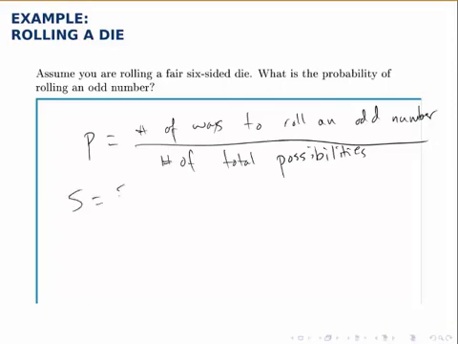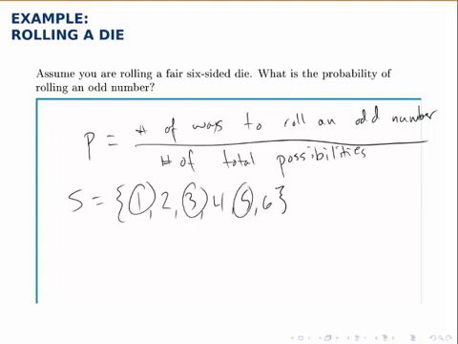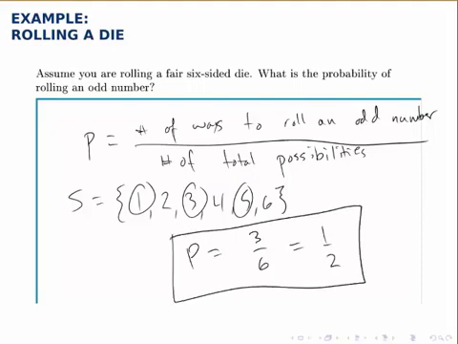So our sample space, or our list of total possibilities, is the numbers 1, 2, 3, 4, 5, and 6, because those are the outcomes that we can have when we roll a die. Of those, 3 of them are odd numbers, the 1, the 3, and the 5. So there are 3 ways to roll an odd number, 6 total possibilities, so the probability is 3 out of 6, which we could simplify to 1/2, or we could write as 0.5 or 50%. Any one of them is an acceptable answer.